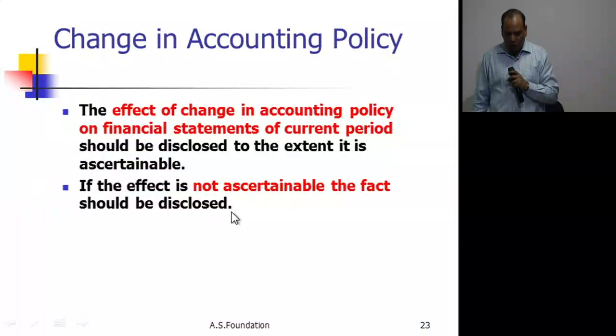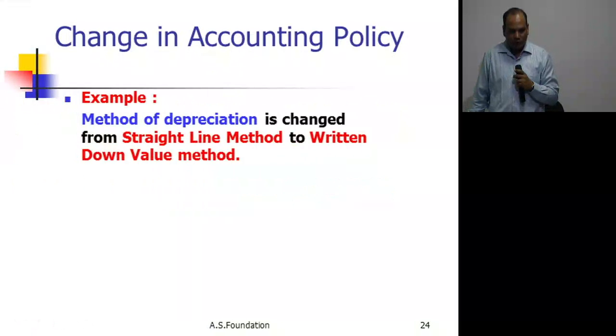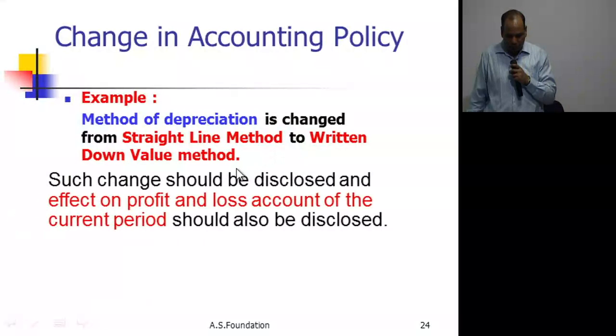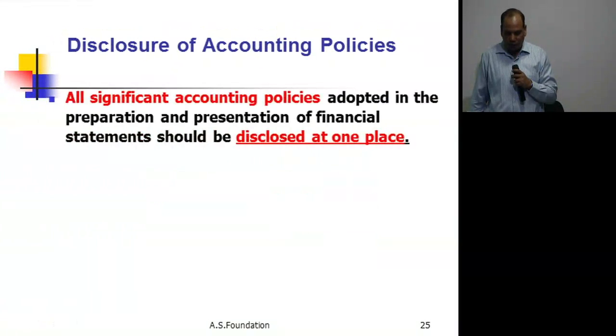If you cannot quantify the effect of change in accounting policy, then that fact should be disclosed, that although there is a change in accounting policy, but it cannot be quantified. Example of change in accounting policy, which is followed by many companies: SLM to WDV or WDV to SLM, FIFO to weighted average to FIFO. Keep in mind, you have to disclose the change in accounting policy and its impact in P&L account and balance sheet.